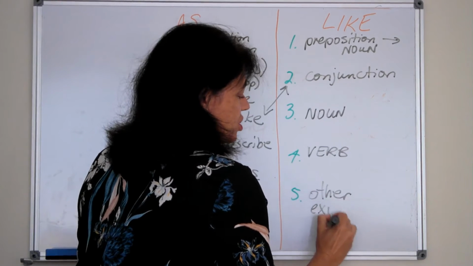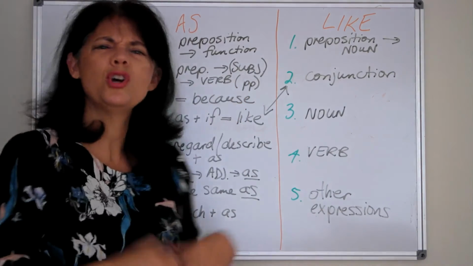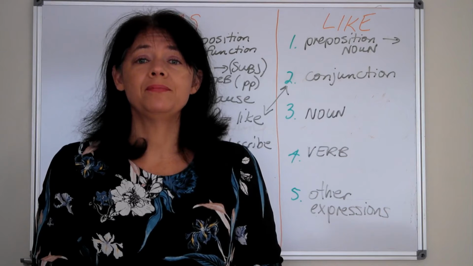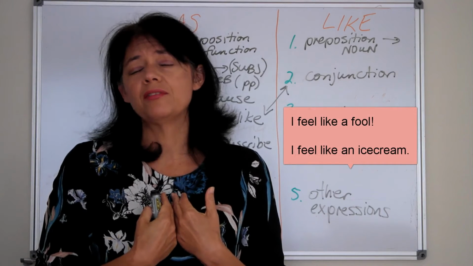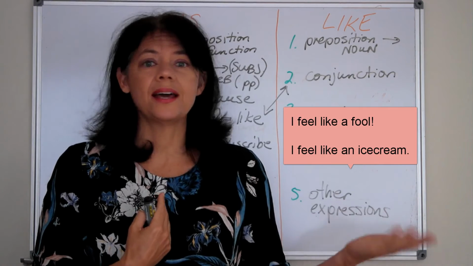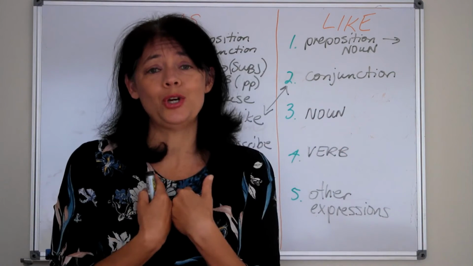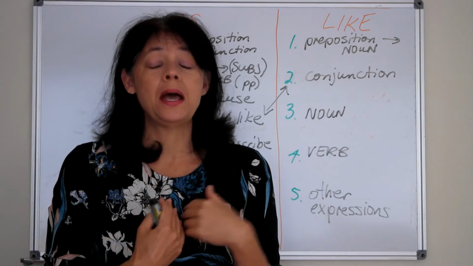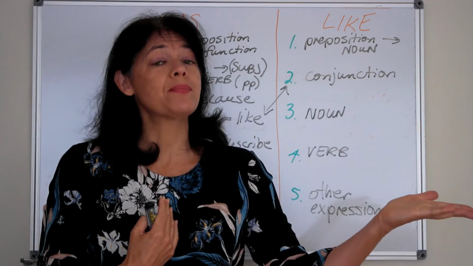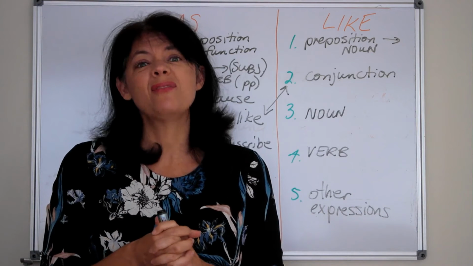And the last one, look, I've just put this extra, other expressions which I'd like to share with you because you want to learn some natural English, right? For example, I feel like a fool. Or, I feel like an ice cream. Of course, I feel like a fool is internal, is how I'm feeling. But I feel like an ice cream is external, something I want. So learn those as well. I feel like.